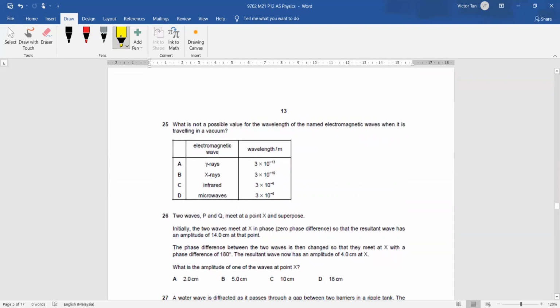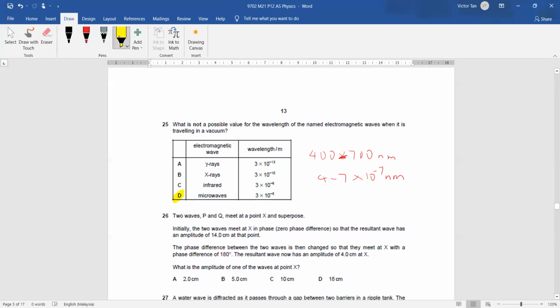What is not a possible value for the wavelength of the named electromagnetic wave when it is traveling in a vacuum? Here you must have an estimate of the wavelength of light, 4 to 7 times 10 to the power of -7. So A is possible, B is possible, infrared is possible, microwave should have a longer wavelength.